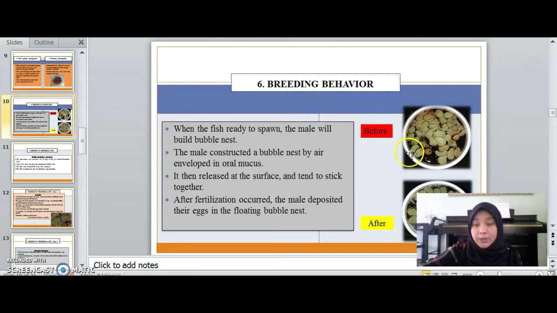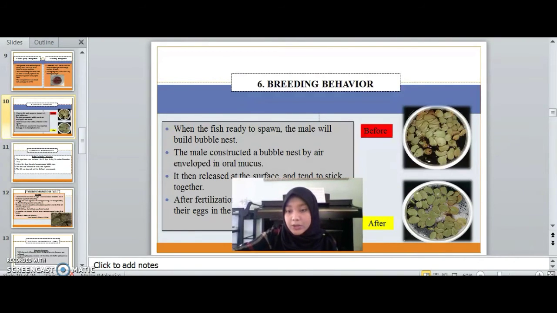This is breeding behavior, which is bubble nest formation. When they are ready to spawn, the male will build a bubble nest. The bubble nest is enveloped in oral mucus and released at the surface, and the bubbles tend to stick together. After fertilization occurs, the male deposits the eggs into the floating bubble nest. As you can see in the picture here, the bubble formation before and after.